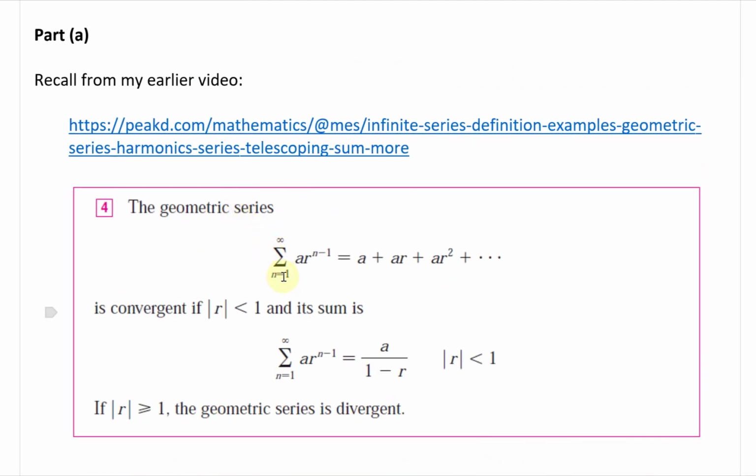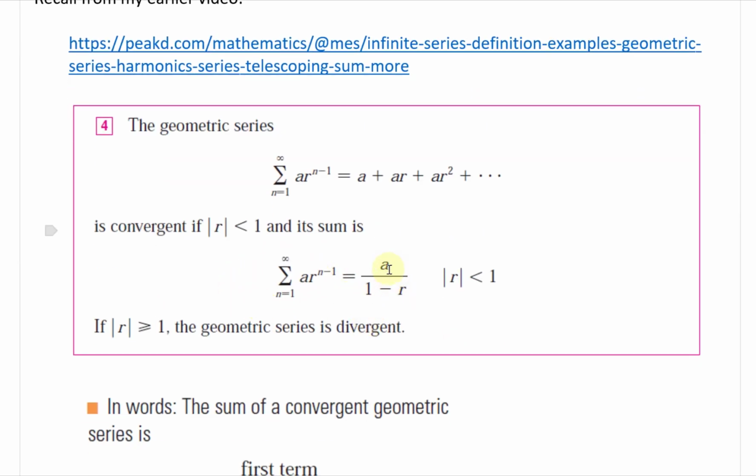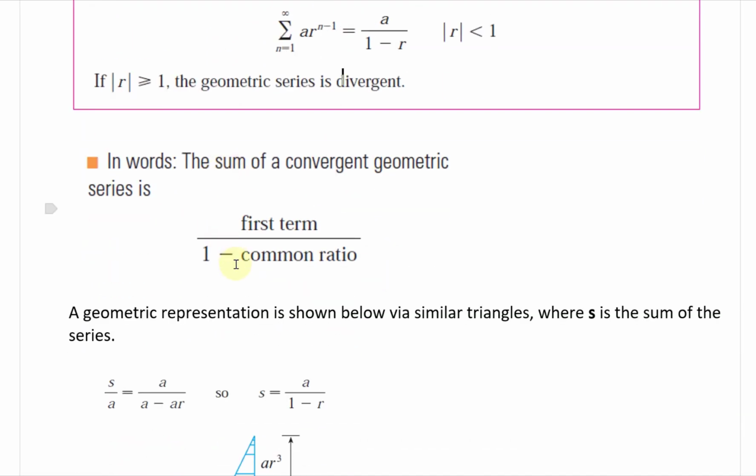Recall the geometric series, summation of n equals 1 to infinity of ar^(n-1), equals a plus ar plus ar squared, etc. It's convergent if the absolute value of r is less than 1, and its sum is a, the first term, divided by 1 minus r. In our case, r is 0.1, which is less than 1, so we can use this formula to get the sum of the convergent series. But if r is greater than or equal to 1, the geometric series is divergent. So it's the first term divided by 1 minus the common ratio.